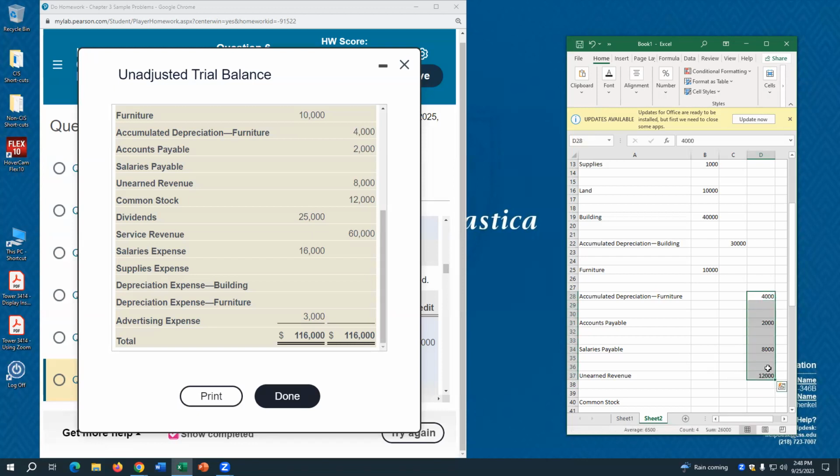Oops, one column over here. Let's see, common stock was 12. Oh, how did I get off here? Let's see, 4,000, 2,000. Oh, there was no beginning balance in salaries payable. That's why. Okay.